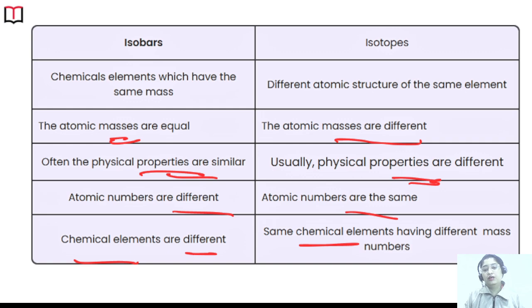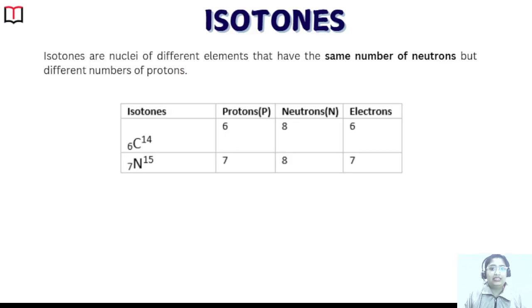Okay. All right. Moving on to the next, isotones. What are isotones? Isotones are nuclei having the same number of neutrons. So there are two different elements having the same number of neutrons, but the proton numbers are different. Why are the proton numbers different? Because the elements are different. As I am repeating again, the number of protons is a characteristic feature of any element. It's the identity.